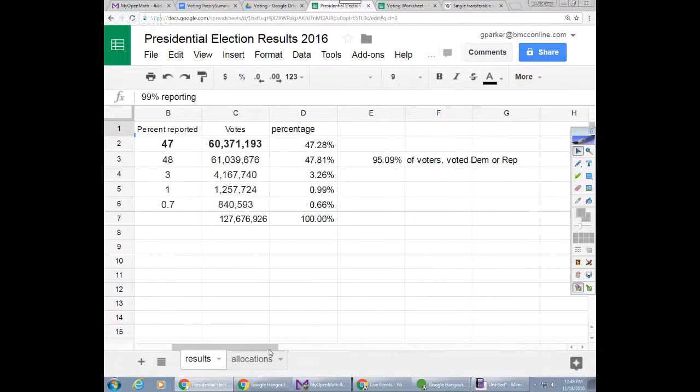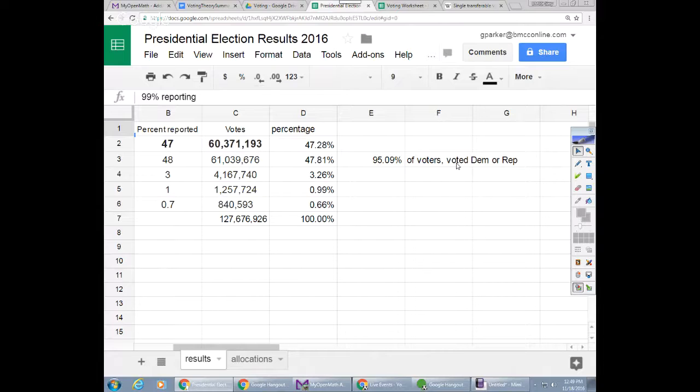Just another note. That means 95% of the votes that we're aware of were cast for either a Democrat or a Republican. Some years it's higher than that, some years it's lower. My recollection is that in the 2012 election, it was more like 98% of the vote for a Democrat or Republican. But the election before that, it was like 80%.